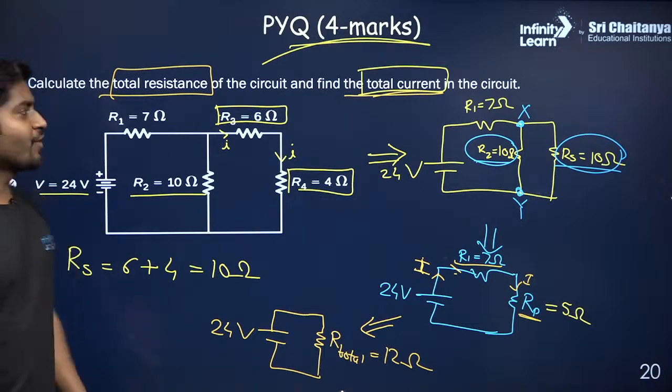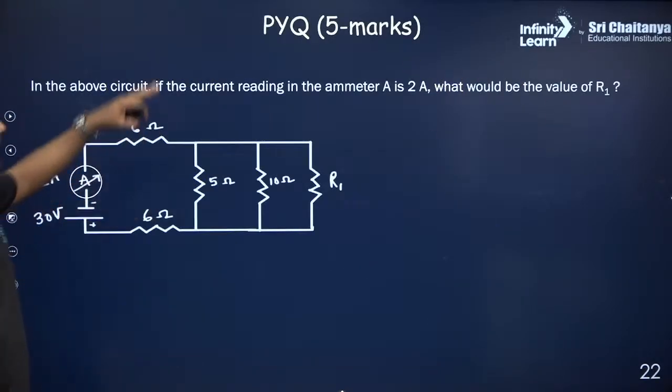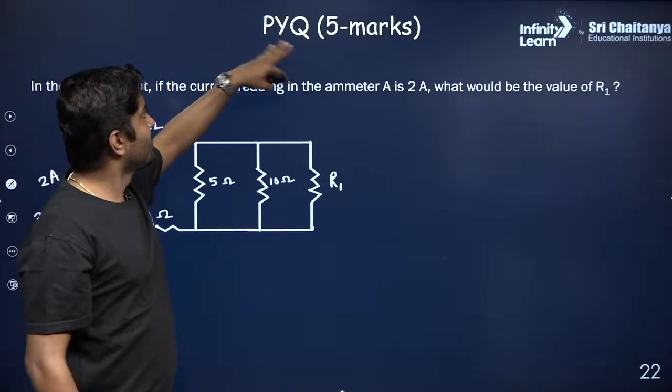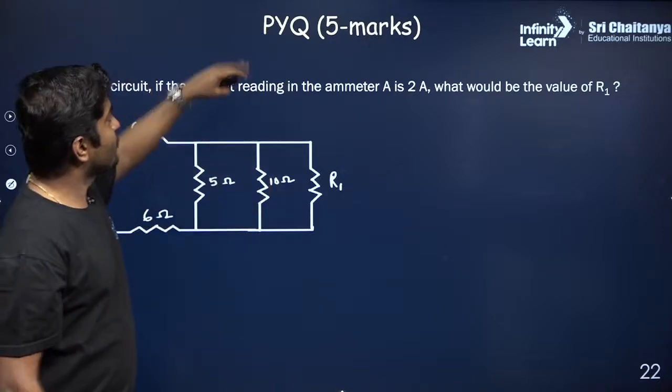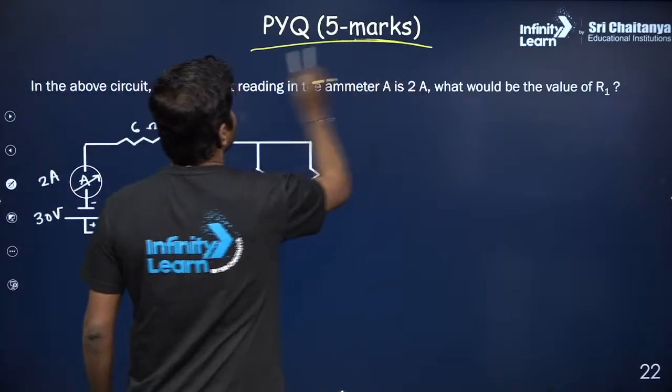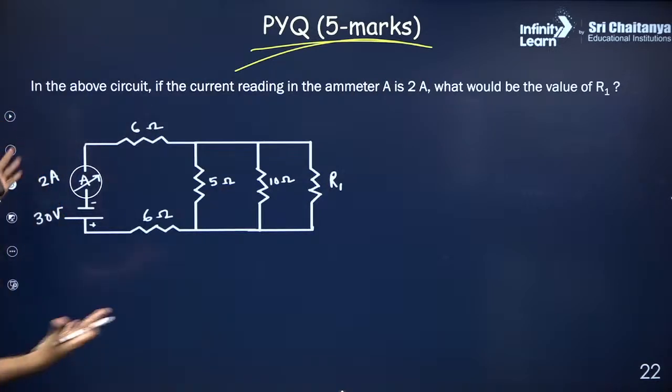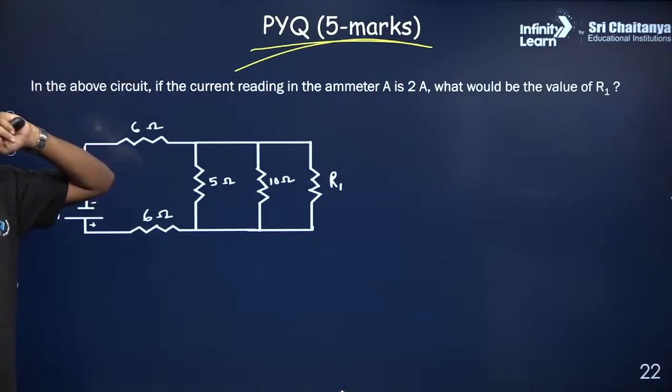Okay, we'll solve one more question. That is also a previous year question. This was, I think, 1 or 2 years back, and this was for 5 marks. So now what is there? Why is it for 5 marks?